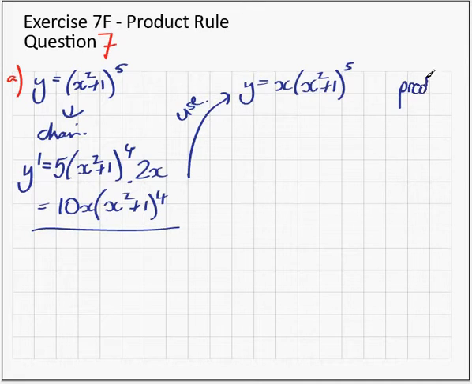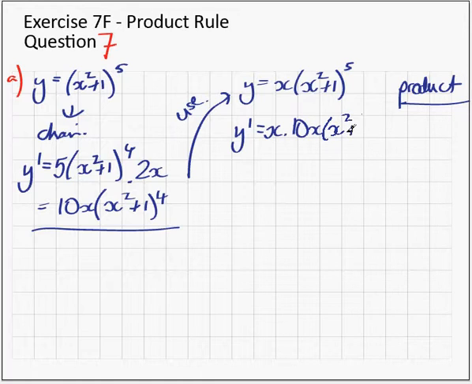Again, we just check that that's an effective choice of rule, and we think it is because we've got two things that are multiplied together, and this is power 5, so too large to expand. So to find the derivative using the product rule, we say it's the first times the derivative of the second, and we've already done that here, plus the second times the derivative of the first, which is just 1.